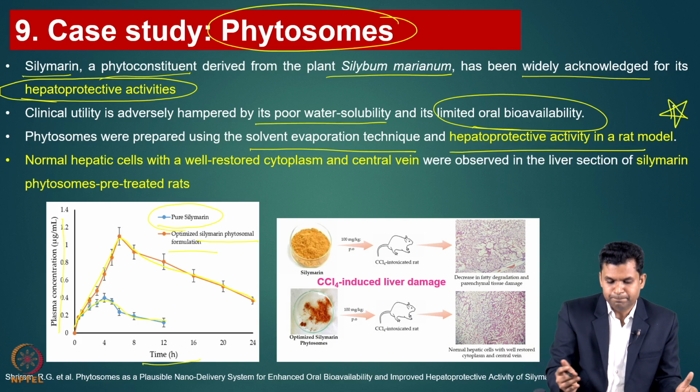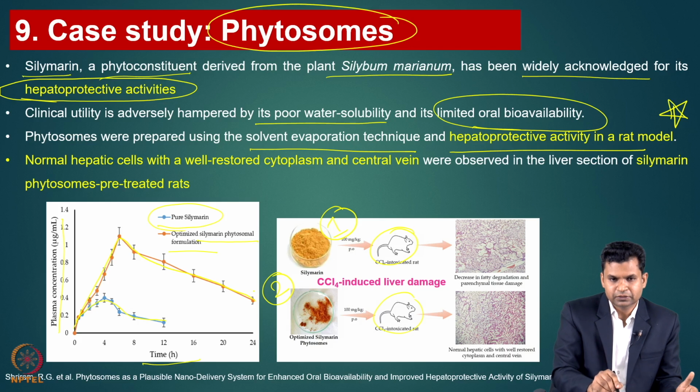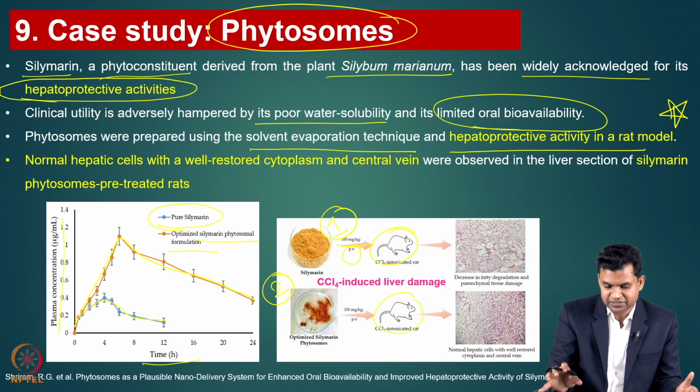So, before inducing the hepatotoxicity, they treated the rats with pure silymarin and then silymarin loaded phytosomes at a 100 mg per kg oral dose. Interestingly, you will see the pure silymarin dosage form is not showing major hepatoprotective action compared with the formulation based silymarin.